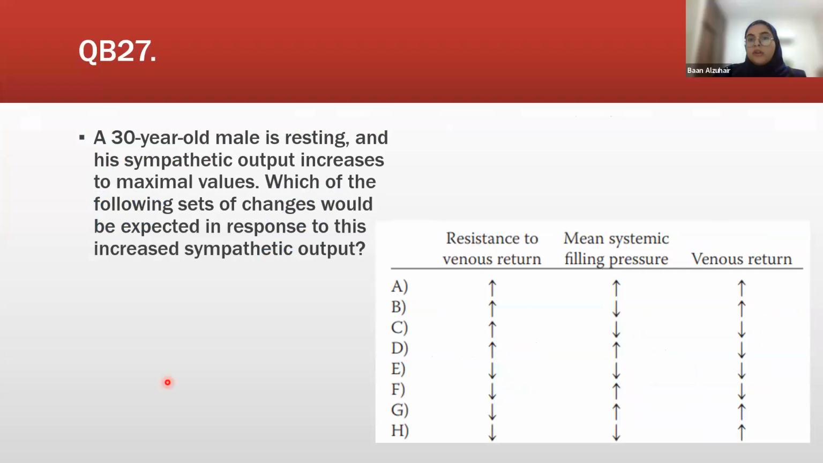Okay. A 30-year-old male is resting and his sympathetic output increases to maximal values. Which of the following sets of changes would be expected in response to this increased sympathetic output?